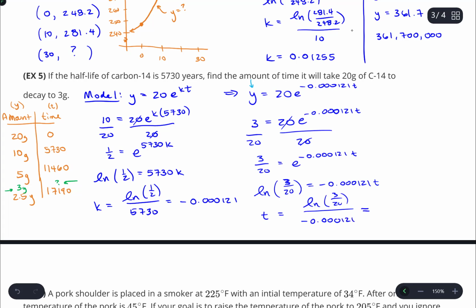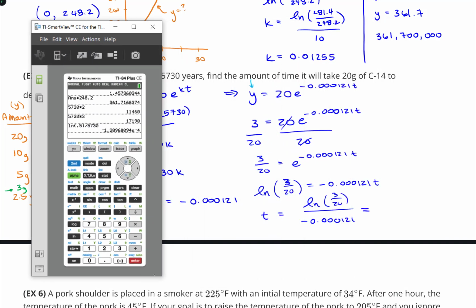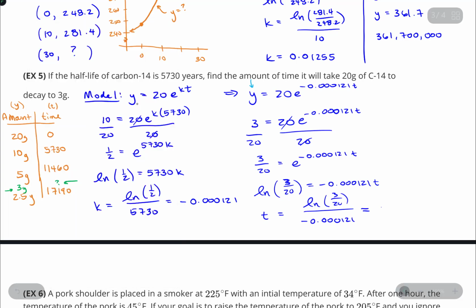And then t, I can now determine by taking the natural log of 3 over 20 divided by negative 0.000121, and let's see what we get here on the calculator. So let me just clear that, I suppose. All right, natural log of 3 divided by 20, and then I'm going to divide by this number, but it's actually still saved as the previous answer. That's the last number we came up with, so I'm going to use that. And I get 15,683 years. I'll just go to the nearest year here. So 15,683 years.